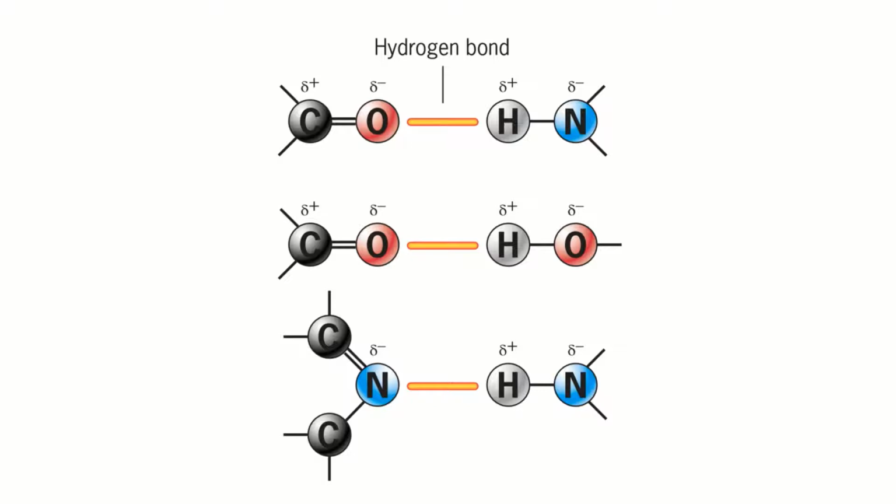So hydrogen bonds may also happen between the hydrogen portions of other molecules and the electronegative atoms of other molecules. So you can see hydrogen bonds here between hydrogen in one molecule and oxygen and nitrogen in another molecule, especially when these molecules are polar, like water.